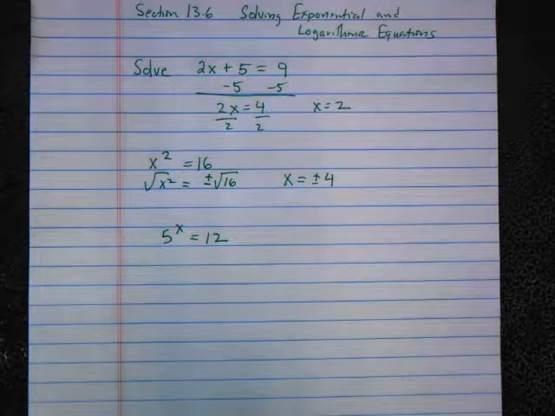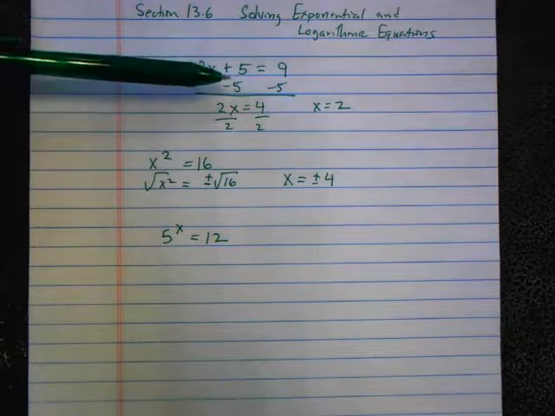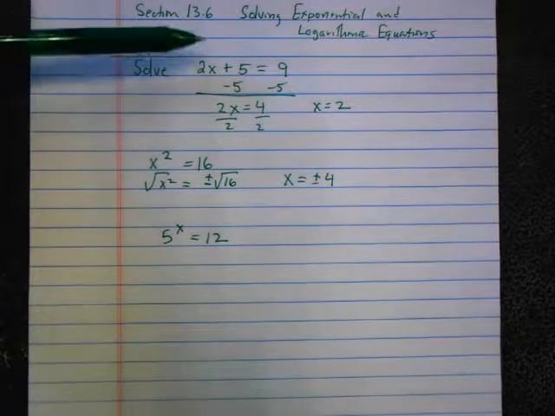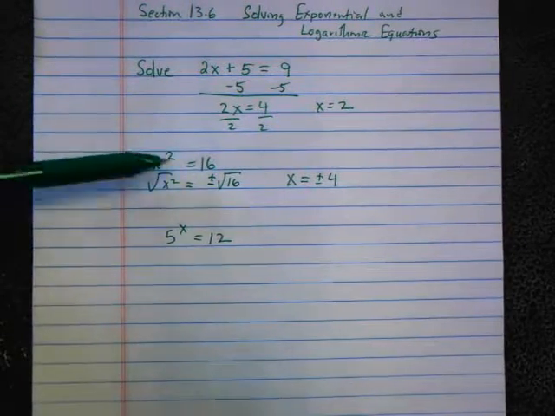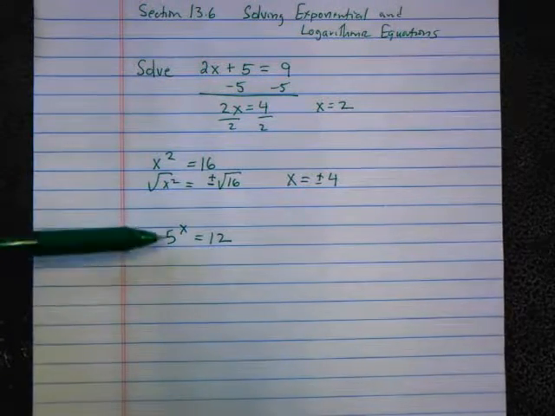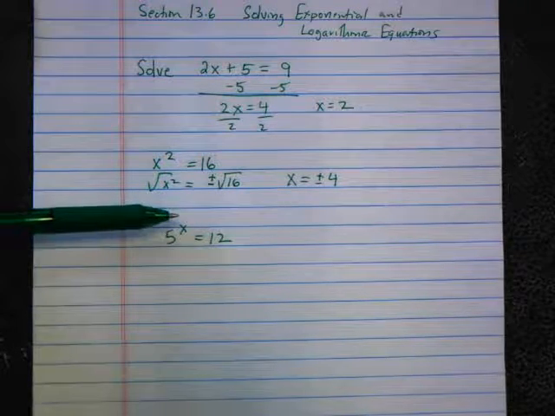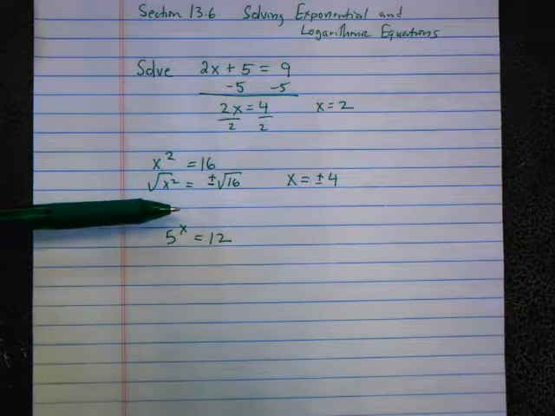So just like here, to get rid of a plus 5, we do a minus 5 because they're inverses. To get rid of a times 2, we do a divide by 2. To get rid of a square, we do a square root. To get rid of an exponential, we do a logarithm.